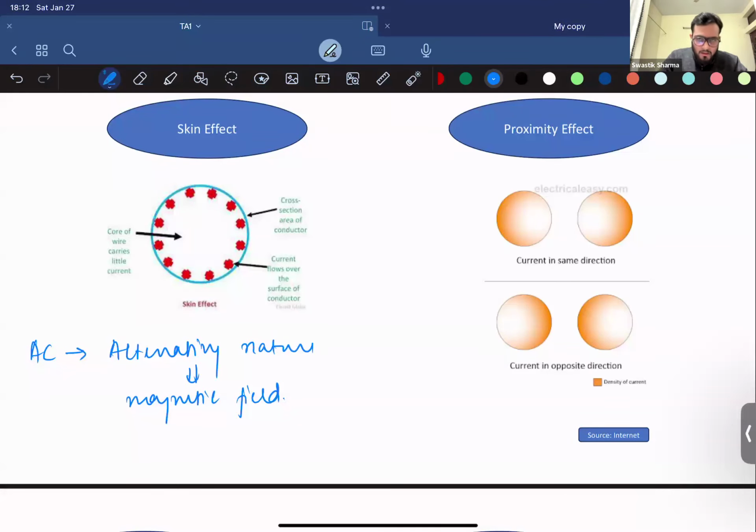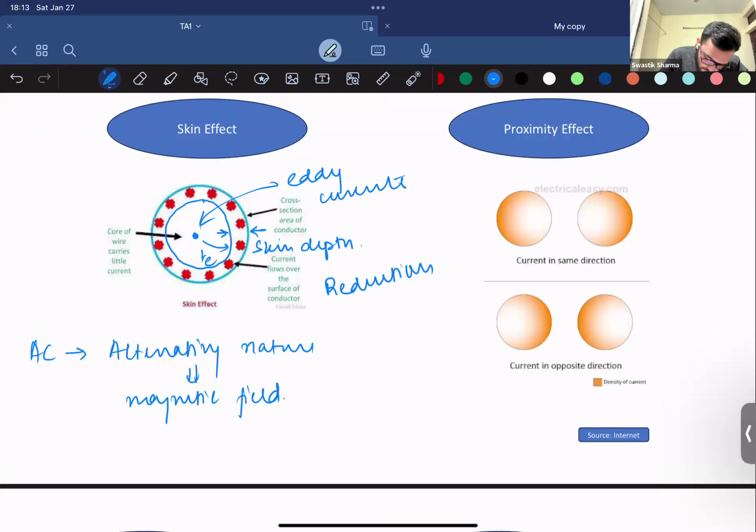The eddy currents are mainly found in the interior of the conductor, and their intensity decreases exponentially towards the surface of the conductor. So eddy currents are mainly formed in this region. Due to this effect, the eddy currents push the main current to the surface of the conductor, and the main current that was supposed to flow in the conductor is now found mainly in the surface region, which we call the skin depth. So in this skin depth only, you'll find the main AC current flowing. This results in a reduction of the effective cross sectional area.